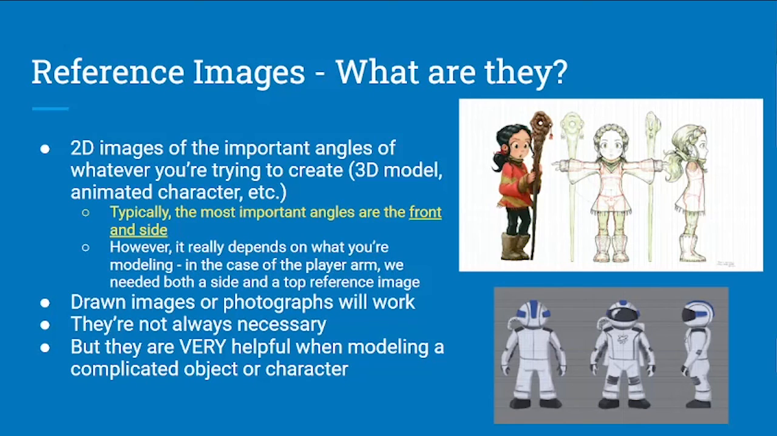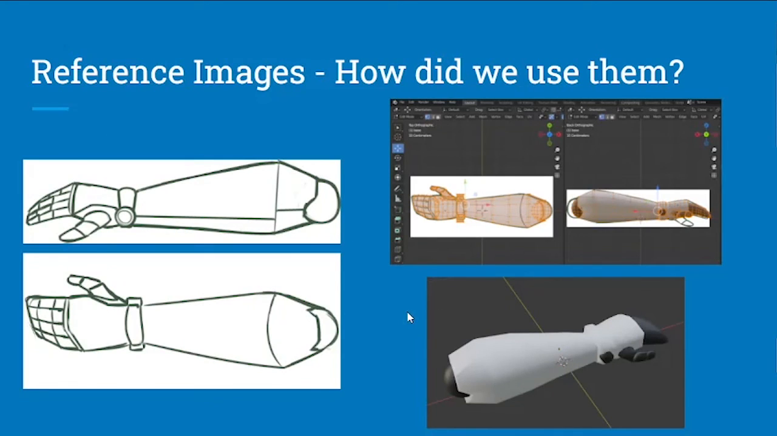Depending on what you're creating or where you're at skill-wise, reference images are not always necessary. However, they are very, very helpful when you're modeling something that's a little bit more complicated or has a lot of detail that you have to keep track of. I wanted to mention that drawn images aren't always necessary. When it's real objects, taking pictures can be really beneficial, especially if you have access to the objects themselves.